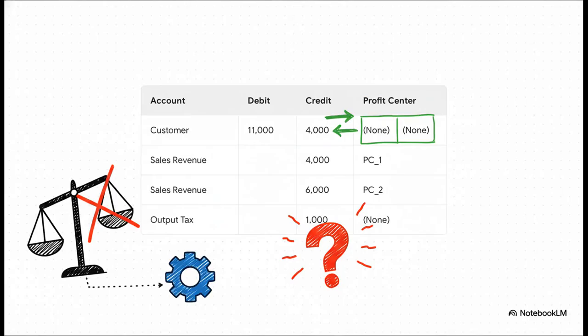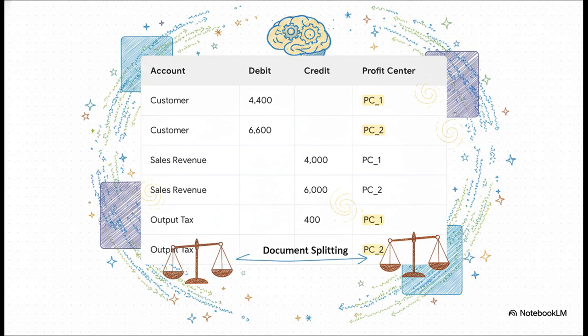Okay, let's make this real. Look at this example of a transaction before document splitting is turned on. We have a sale. You can see the revenue lines are split nicely between two different profit centers, PC1 and PC2. Great. But look at the customer line and the tax line. They're blank. There's no profit center assigned. So if you're the manager of PC1 and you try to run a report, your books won't balance. It's a mess.